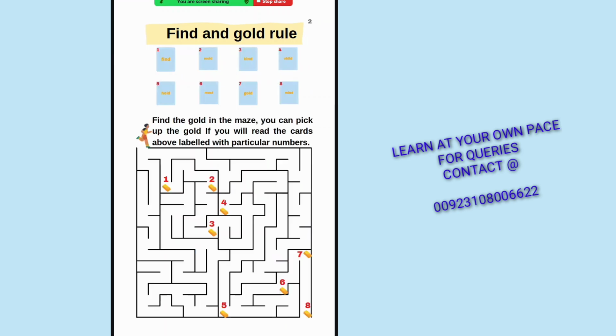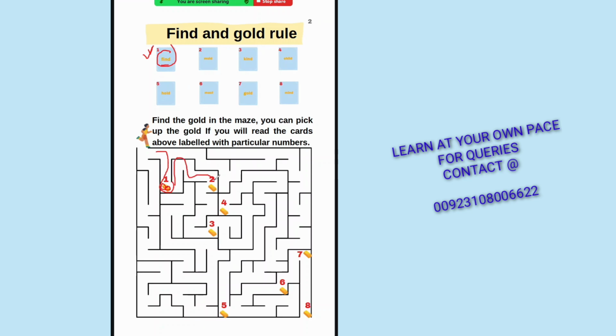Move to its worksheet. Find and gold rule. Find the gold in the maze. You can pick up the gold if you read the cards above labeled with particular numbers. See? Find. Come on, run. We found the gold. Oh, we cannot pick it up because we need to read this word. Find. Now we can pick up the gold.